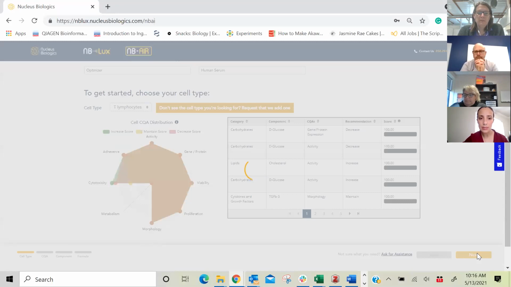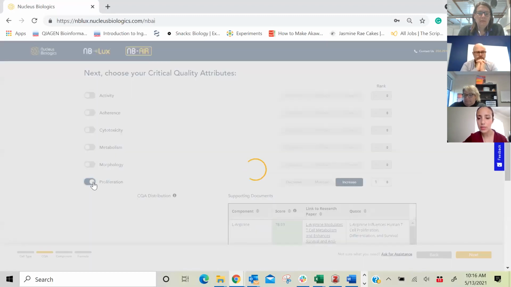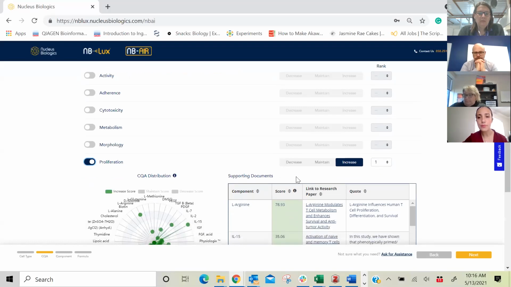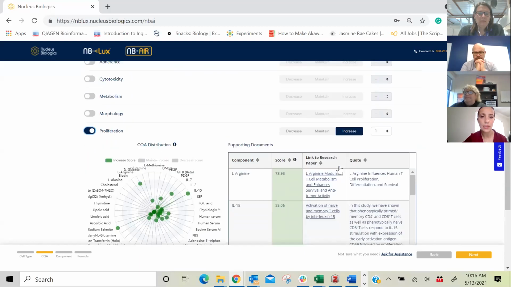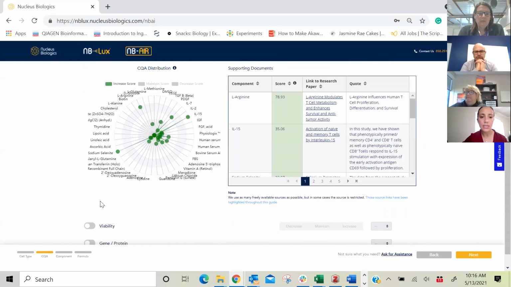If I go next, then at this level, I'm able to select the CQAs that I'm interested in. My first CQA that I would like to rank as 1 will be proliferation. And I have the possibility to either select decrease, maintain, or increase. So I'm going to select increase. And then the second CQA for me is viability.